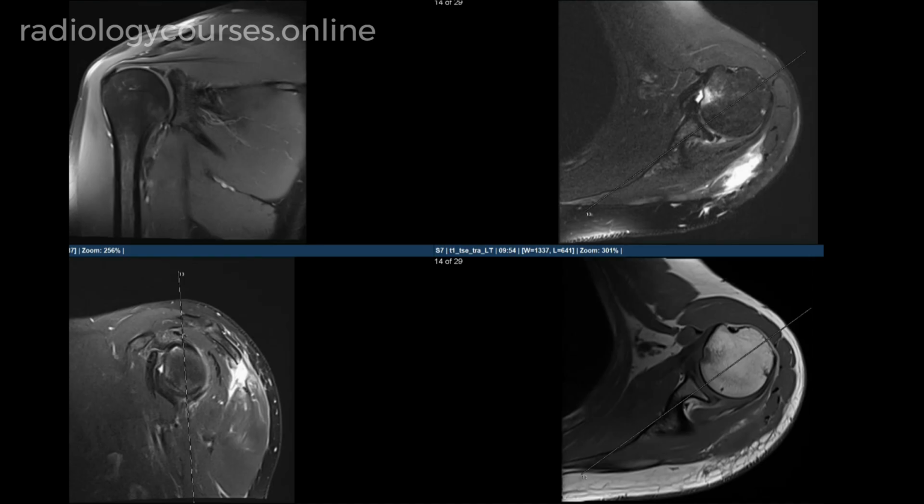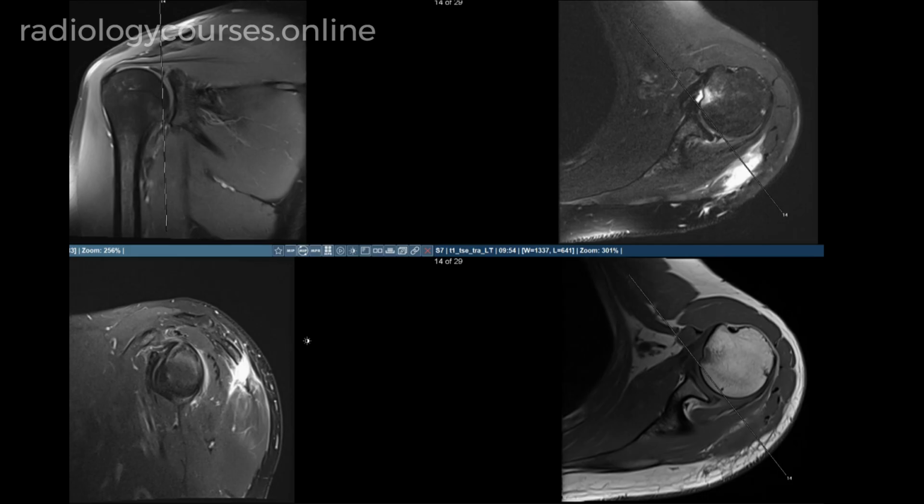Here we have a very interesting MRI of the left shoulder in a 35-year-old male with a history of shoulder pain. The history provided is of a shoulder injury while training, with a loud crack, and he felt as if the shoulder was coming out. So we have got standard shoulder MRI sequences.